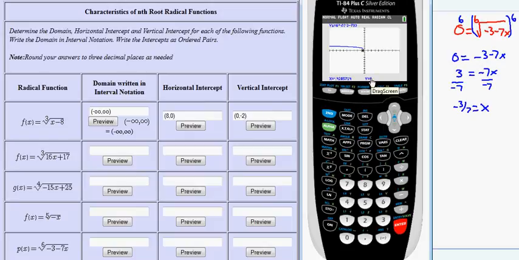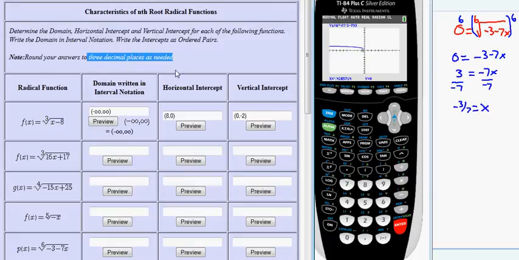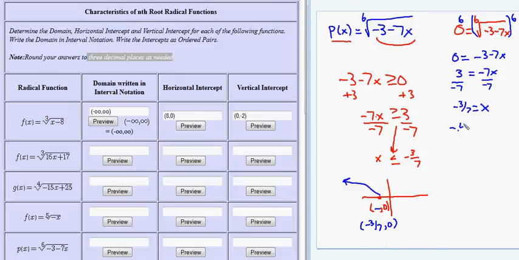In fact, I'm glad I did that because they want me to write the horizontal intercept in the domain to 3 decimal places as needed. So it turns out to 3 decimal places, negative 3/7 is negative 0.429. So I'm going to write that down before I forget it. So x is negative 0.429 was the x value that gave me an output of 0.